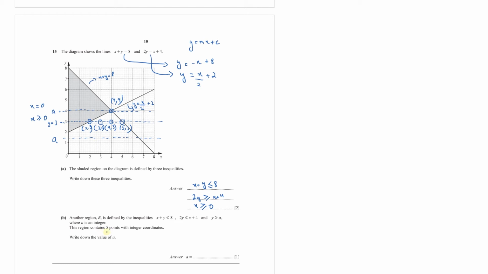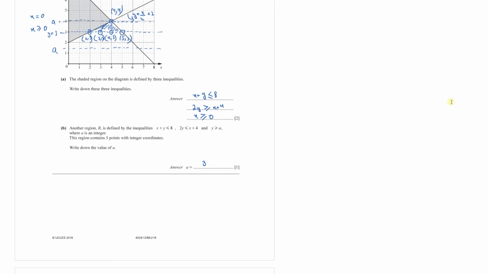We want 5 points which are inside this region R, which also have integer coordinates. All these points are on the boundaries, on the lines. And since lines are part of the region, because it's less than or equal to and greater than or equal to, we have 5 points that have integer coordinates. All the other points in this region are also in region R, but they don't have integer coordinates. So 1, 2, 3, 4, 5, and that satisfies the condition. So a would be equal to 3 here.